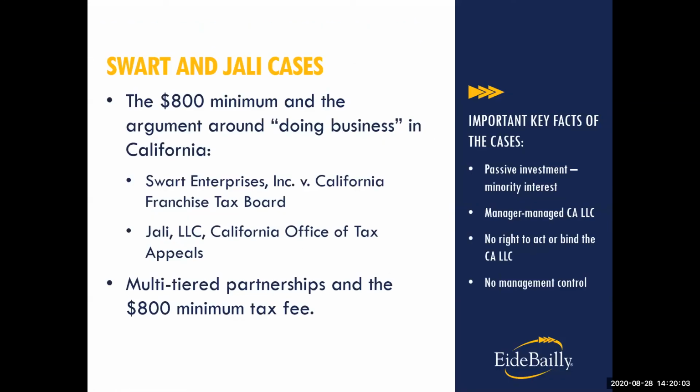Okay, let's talk a little bit about some of the cases specific to pass-throughs that have been hot topics in the news. Probably the most famous one is the Swart case. And what happened in that case is that a taxpayer filed returns, paid tax. They were receiving K-1 California information from a California-based LLC. Swart only had a 0.2% ownership in the LLC, and it was not owner managed, it was manager managed.